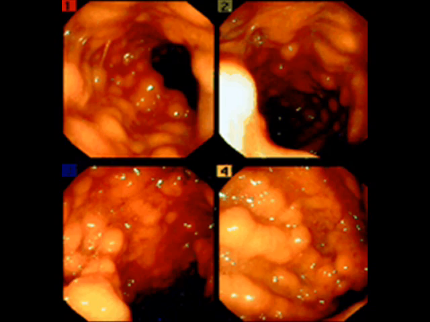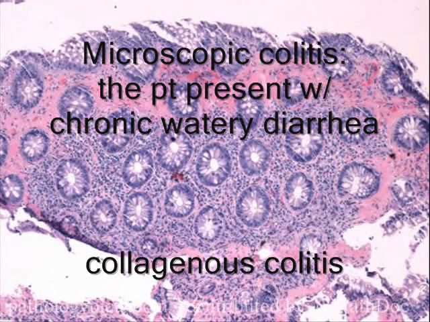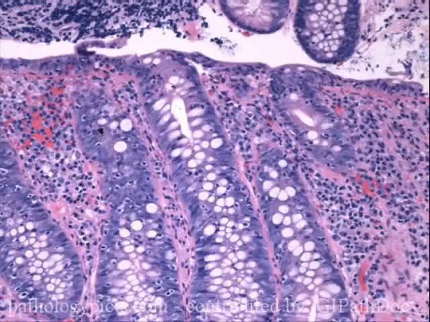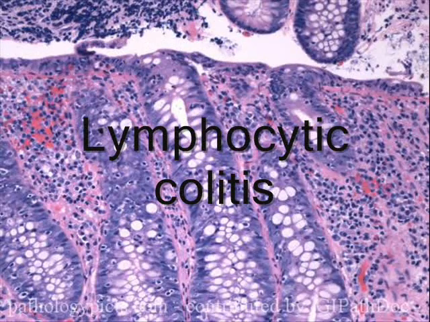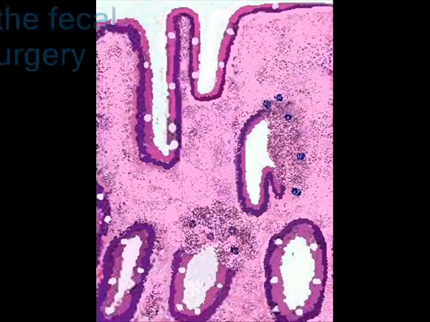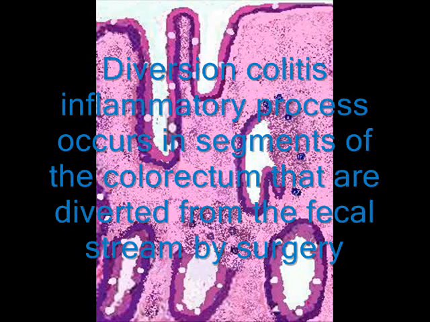In microscopic colitis, the patient presents with chronic watery diarrhea, and it may be collagenous colitis or, on the other hand, lymphocytic colitis. The last one is diversion colitis, an inflammatory process that affects segments of the colorectum that are diverted from the fecal stream following surgery such as colostomy.